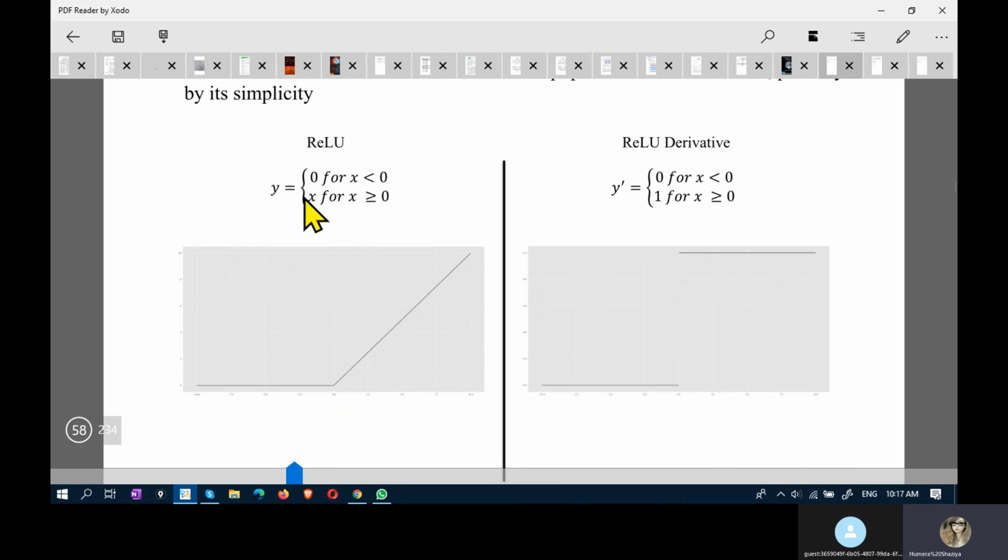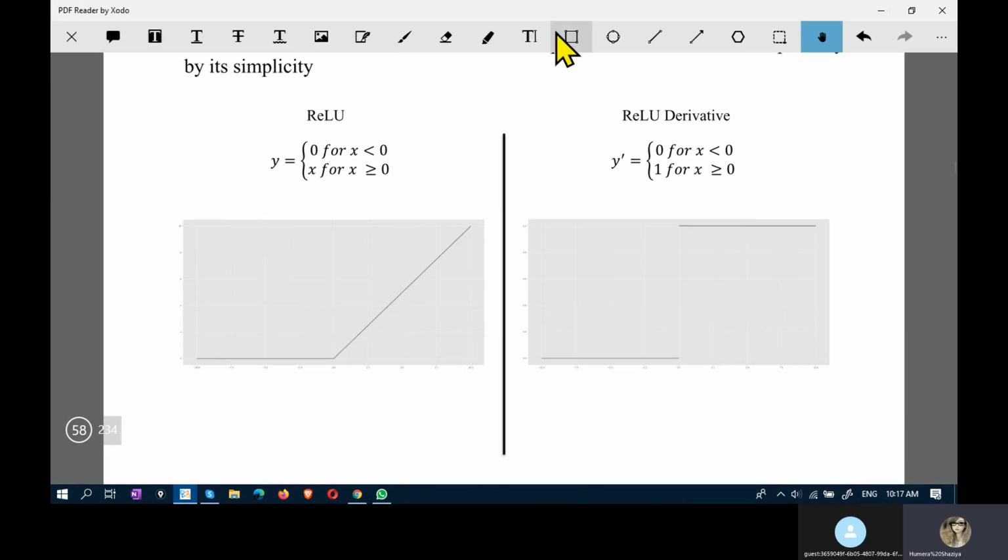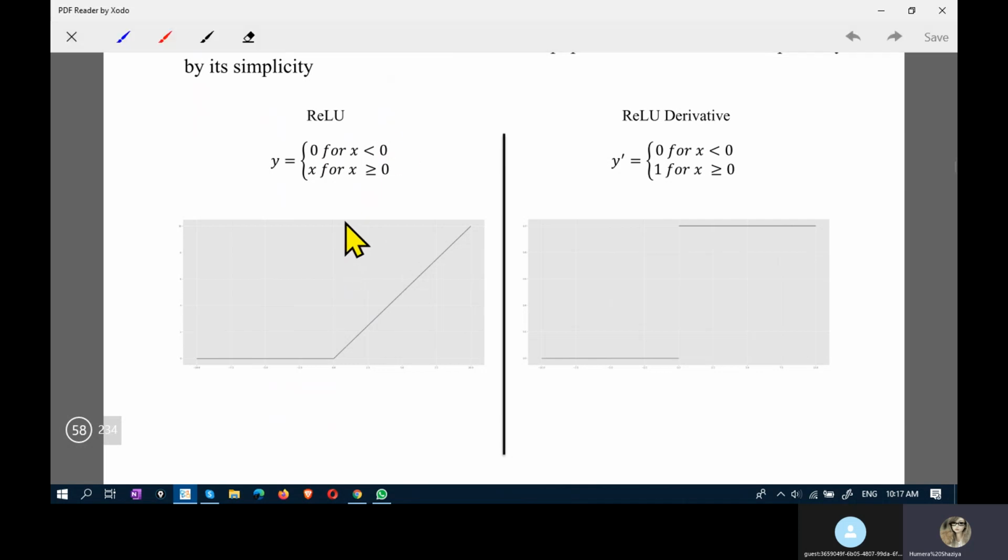If input is 2, output is the same as 2. Whenever input is greater than or equal to 0, output is identical. For negative numbers which are less than 0, output is equal to 0. Look at here, this curve, it's like this. This is greater than or equal to 0. This is less than 0, a negative number. Whenever it is a negative number, it is substituted with a value 0. And whenever it is positive, the output is the same as that positive value.